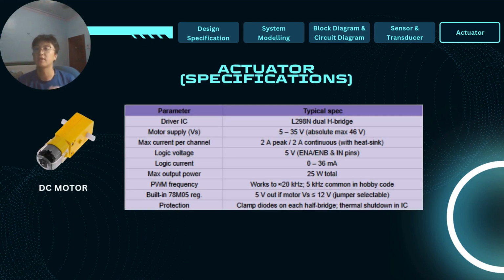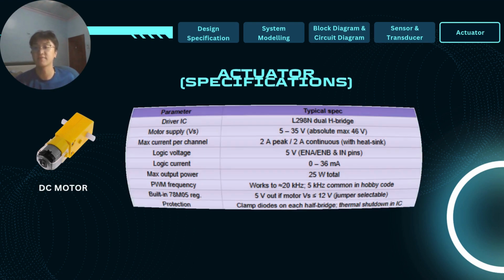After getting to know the mathematical model of the DC motor, we should know its specification. For example, the driver IC is L298N, its motor supply is 5 until 35 volts, the logic current is 0 until 36 milliamperes, and the max current per channel is 2 amperes at peak. One more interesting thing in its specification is its protection, because it has a clamp diode on each half bridge and a thermal shutdown in the IC.